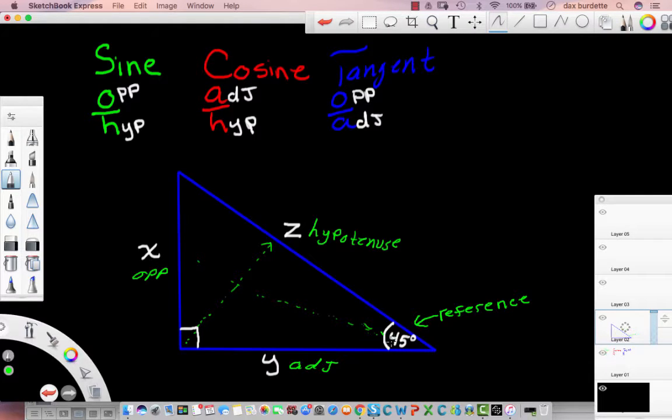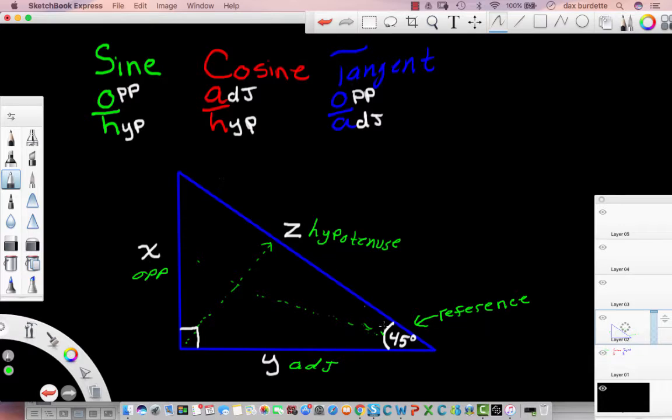So we always use the reference angle to identify our sides. In this case, opposite, look across or opposite to the reference angle is what we call the opposite side. In this case, it's X long. The adjacent side is always connected to the reference angle. This is connected to it, and this is connected to it. These are the sides that help form this 45-degree angle.